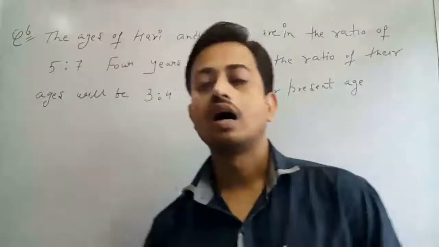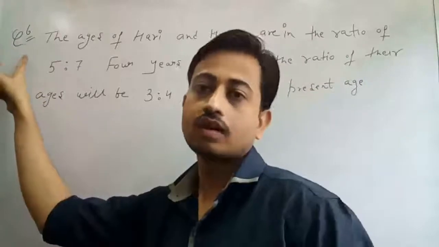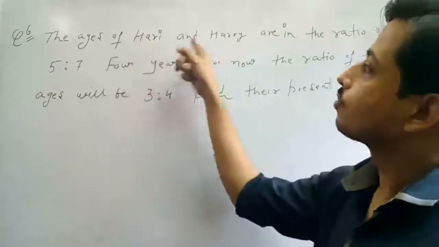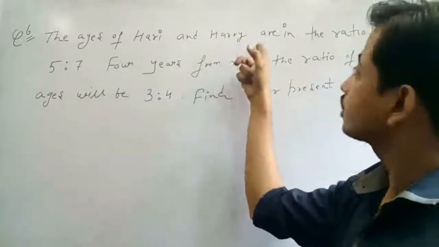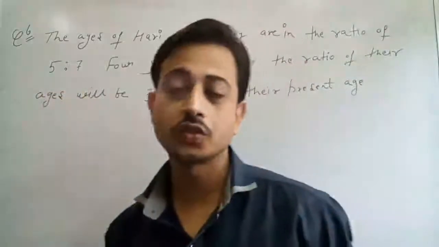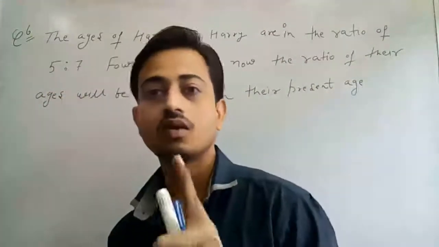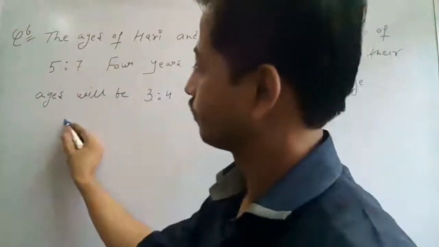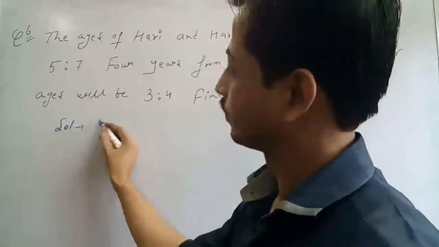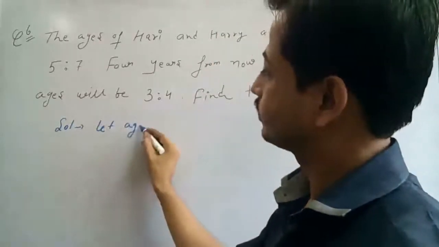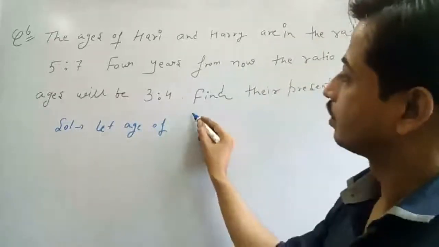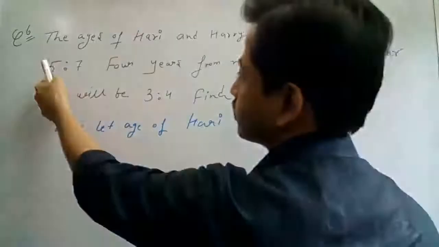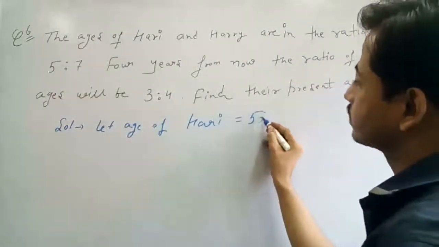Now it's time to go to our next question. Let's come to our next question, question number 6. Please read the statement. The ages of Hari and Harry are in the ratio of 5:7. Again the question is based on ratio. What you have to do is to take, let the age of Hari, the first age, as 5x.